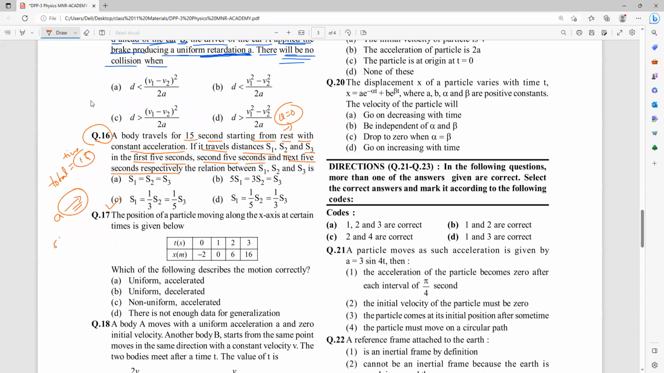So in the first 5 seconds the distance traveled is S1. In the next 5 seconds the distance traveled is S2. In the next 5 seconds the distance traveled is S3. Now they are asking, what is the relation between S1, S2, and S3? So let us start doing it. We all know that, everybody. Anyone having any doubt, you can ask me till here. Is it clear, Mr. Murali, Mr. Rishi, everybody? Yes, sir.